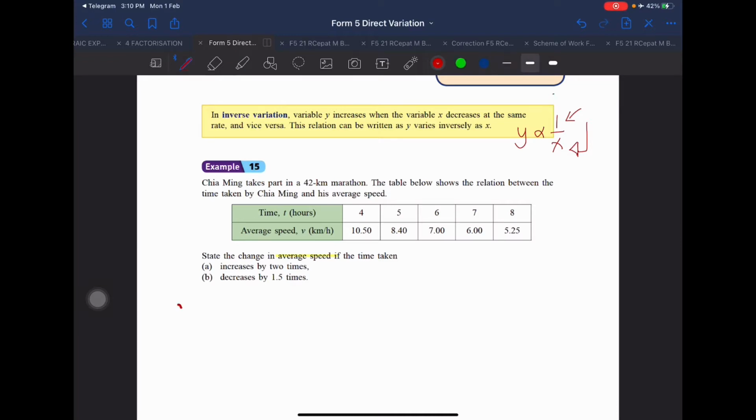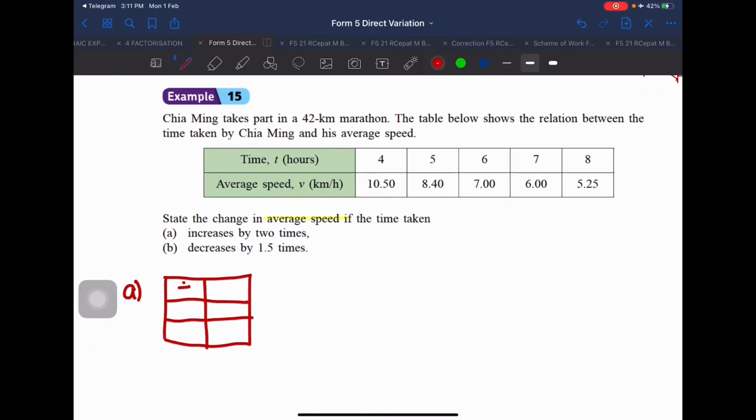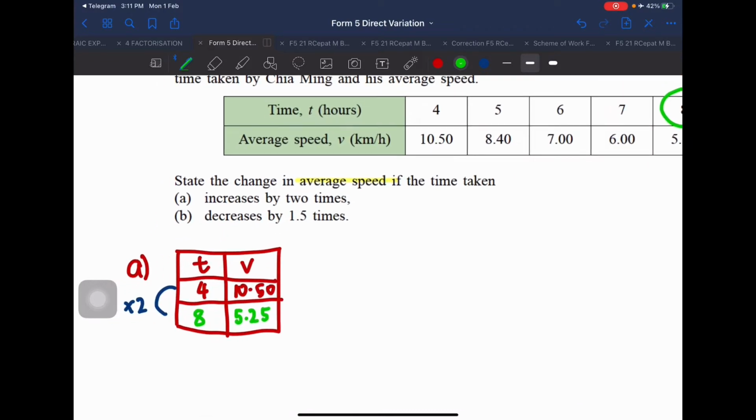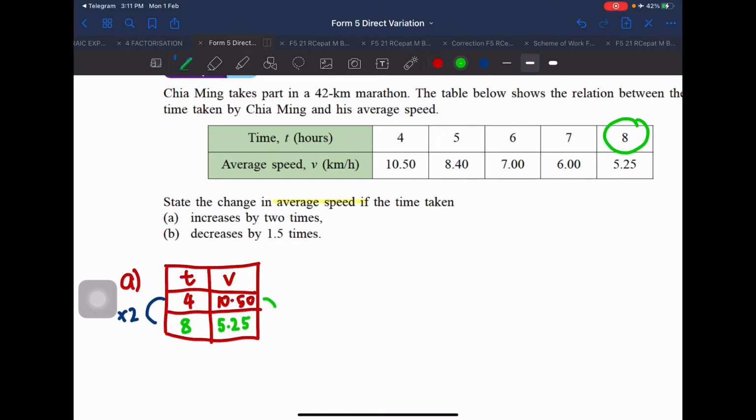For A, have a look at the table. Here we have T and V. The first one we take 4, for example, and then 10.5. If the time increased by 2 times, it means we need to multiply by 2. So 4 times 2 is 8. Take a look at this 8. What is V? V is 5.25. So if you see on that table, if the time is multiplied by 2, you can see that the value of V is decreased by 2 times. Can you see that?